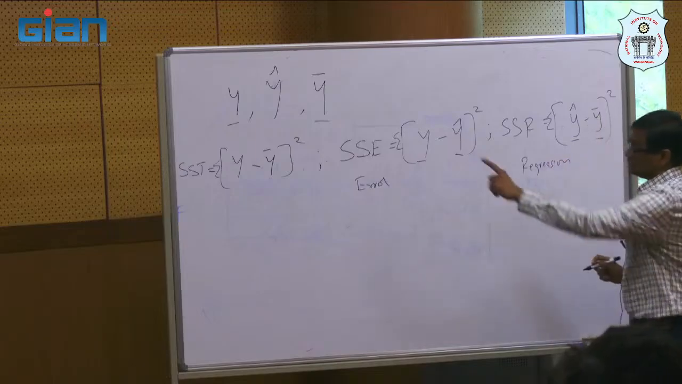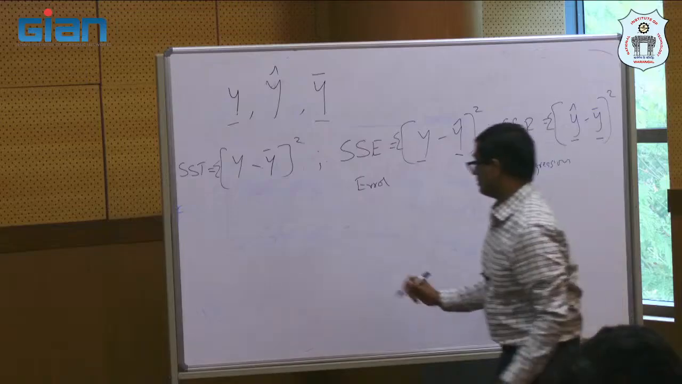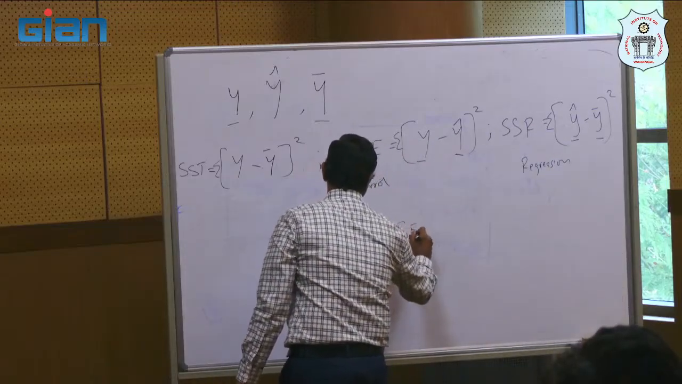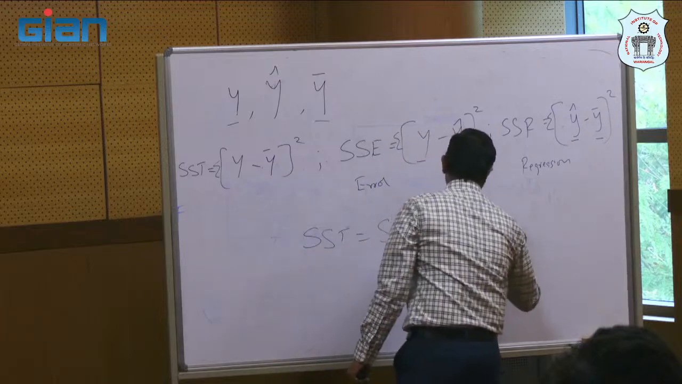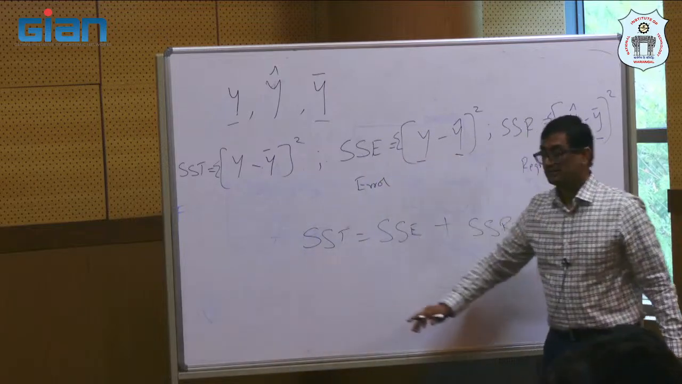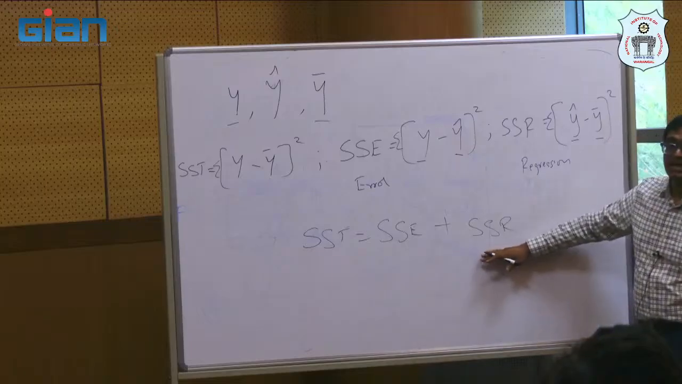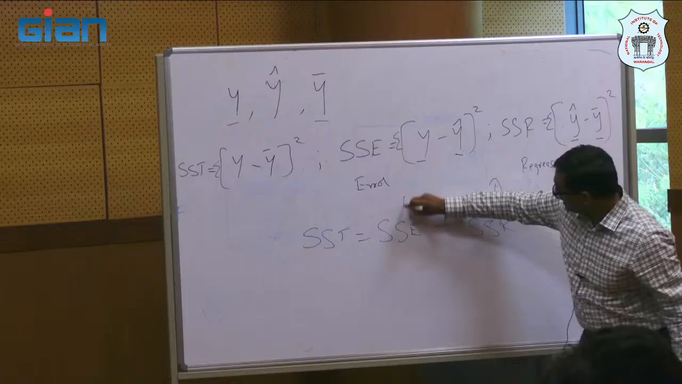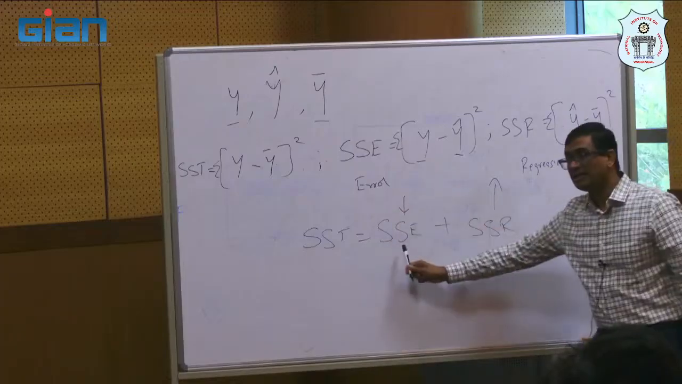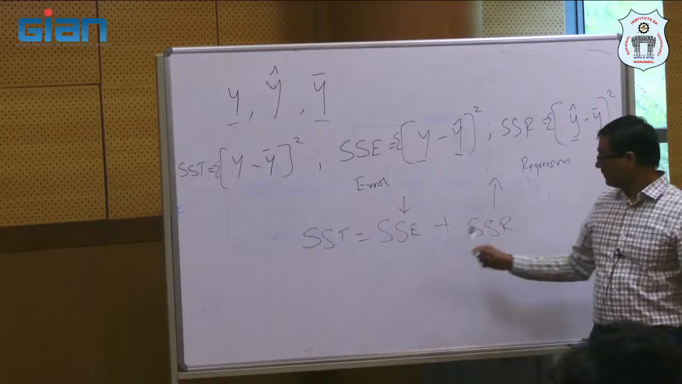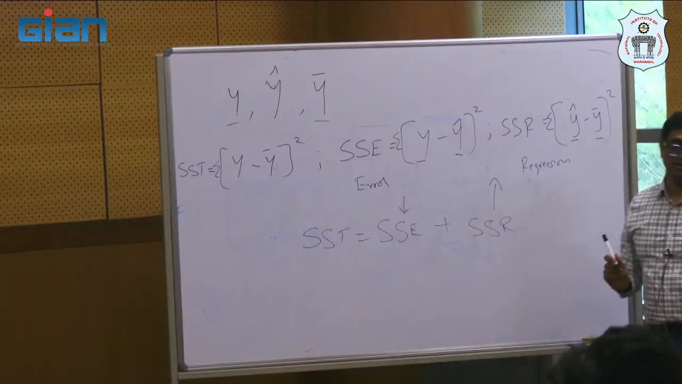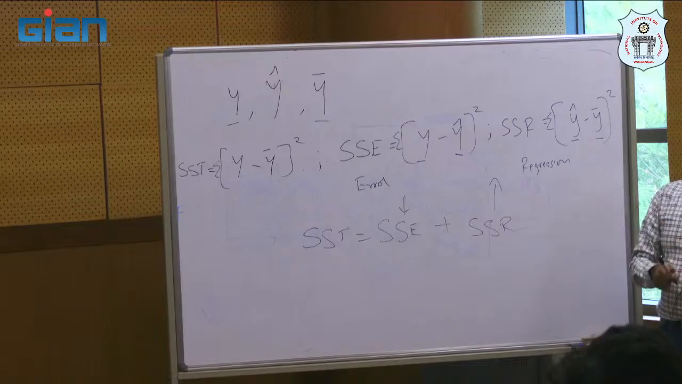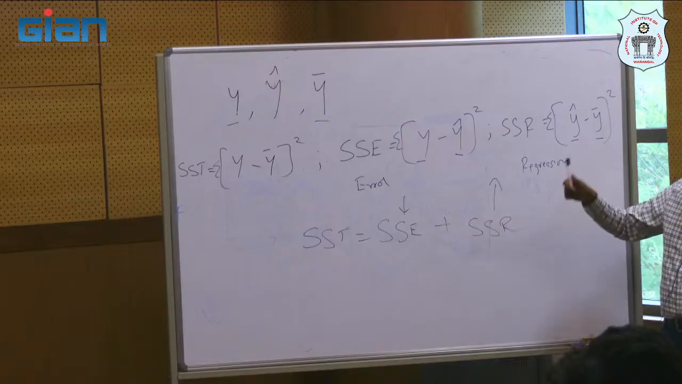So SST will be equal to SSE plus SSR. Total error is remaining error plus the error I am able to explain. So ideally, we want this to go up and this to go down. Because this is the remaining error, we want this to be 0 if we can, and this to be equal to SST. That would be our goal. If SSR goes up, it's good. If SSE goes down, it's good.